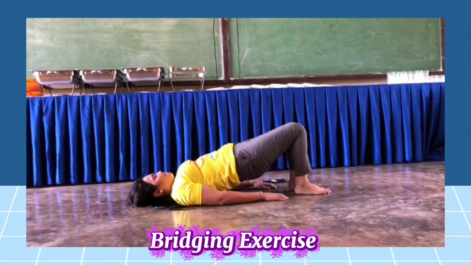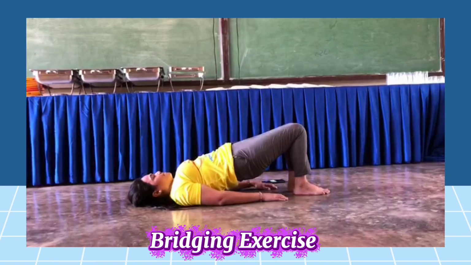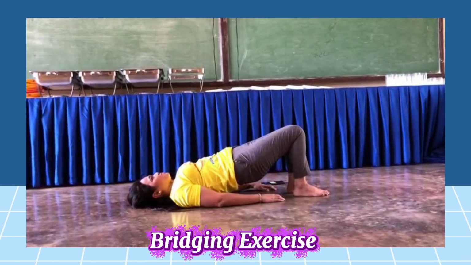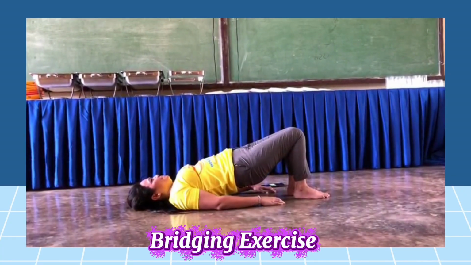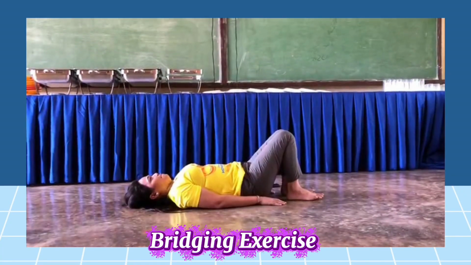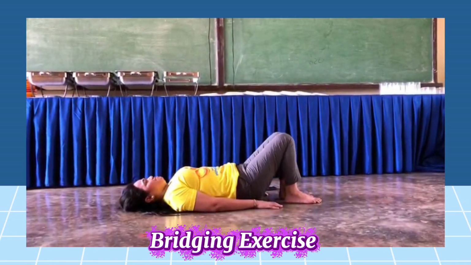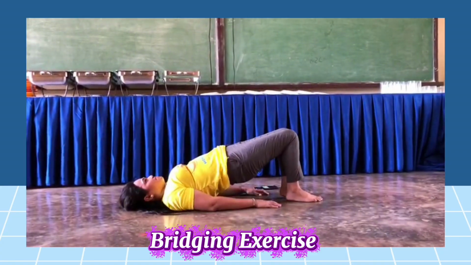So, for the technique of this exercise, the patient lies down with the back, knees in full flexion, and feet flat on the floor and close to the bottom. Then the patient lifts the hips off the floor towards the ceiling or the sky as high as possible.